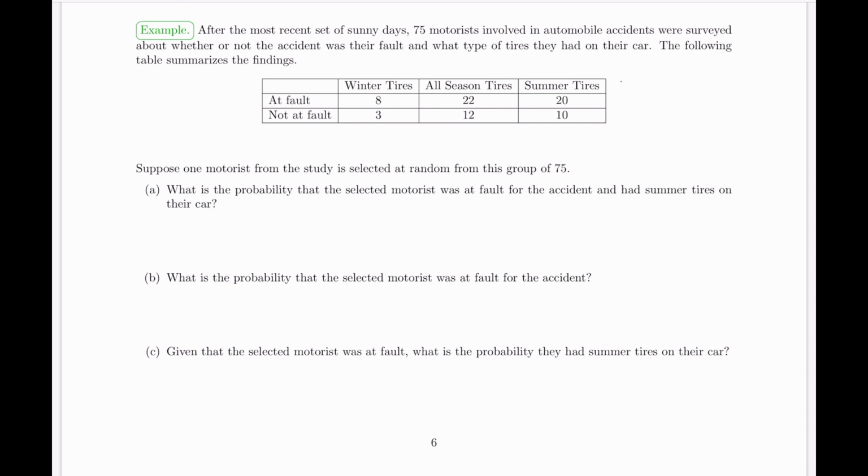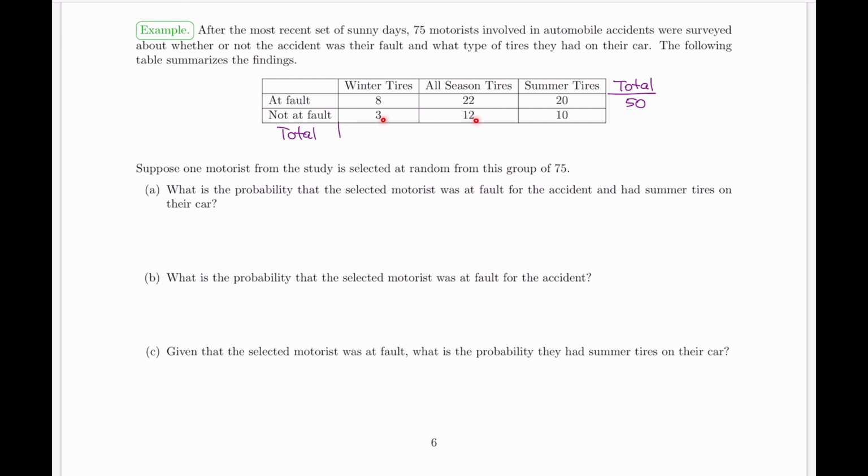So the one column that we can add is going to represent the total per row, and one row we can add is also going to represent the total per column. So this total here will actually total up all the numbers in the row. So the total number of motorists not at fault is 8 plus 22 plus 20, which will end up being 50. This number here will represent all the motorists that were not at fault, independent of what tires they had.